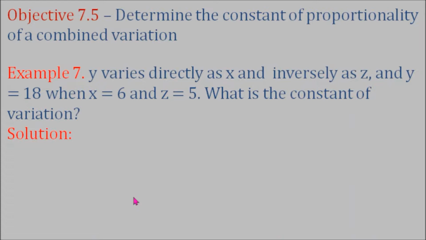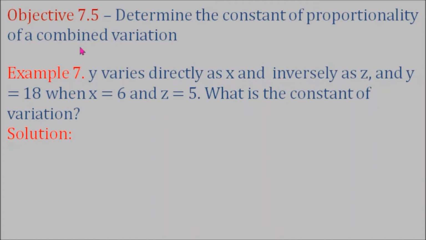Objective number 5. Determine the constant of proportionality of a combined variation. Example number 7. y varies directly as x and inversely as z, and y equals 18 when x equals 6 and z equals 5. What is the constant of variation?